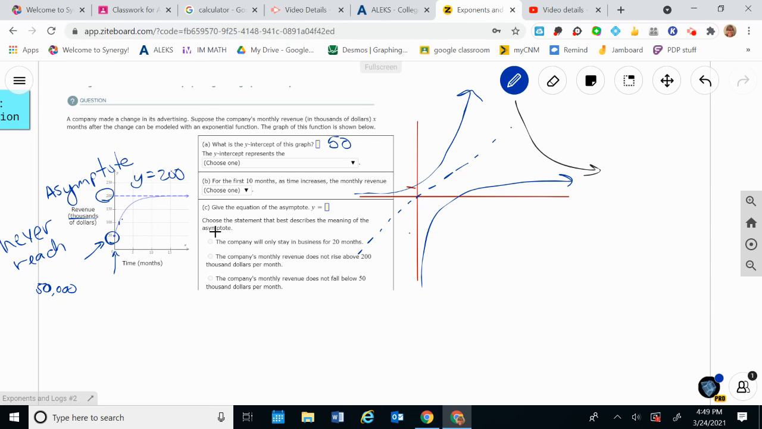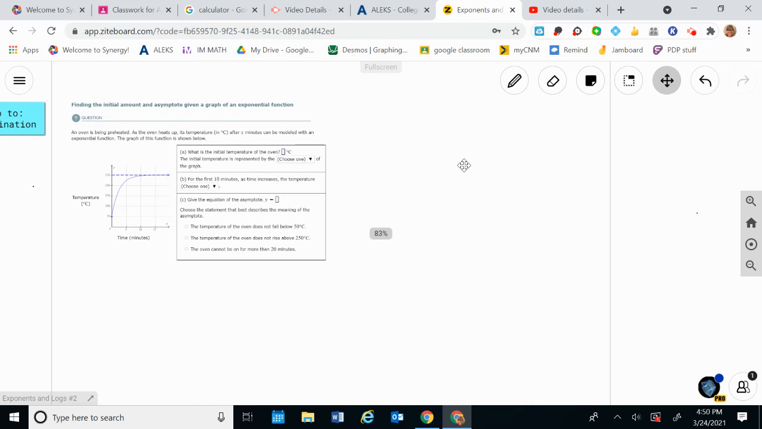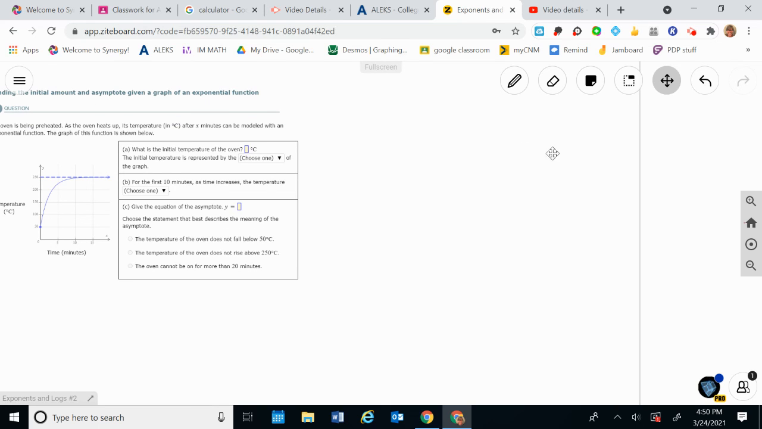Choose the statement that best describes the meaning. The company will only stay in business for 20 months. No. Remember, this is money. 200 translates to $200,000. The company's monthly revenue does not rise above $200,000 per month. There you go. It's never going to go above $200,000 per month. Okay, let's try this one. Is this the same one? No, but it's similar.